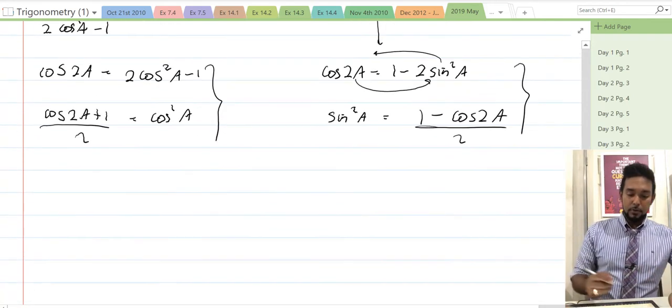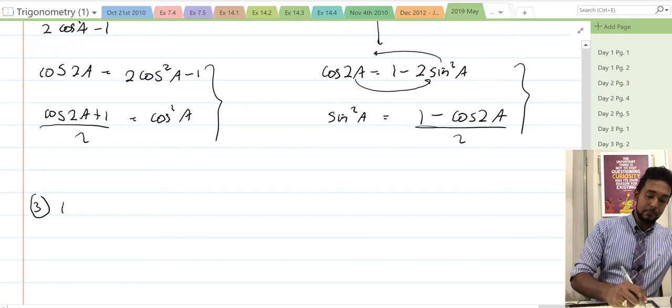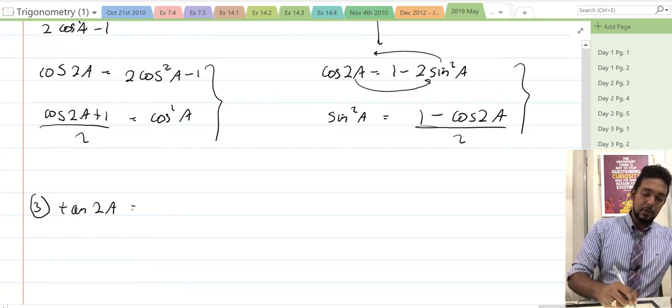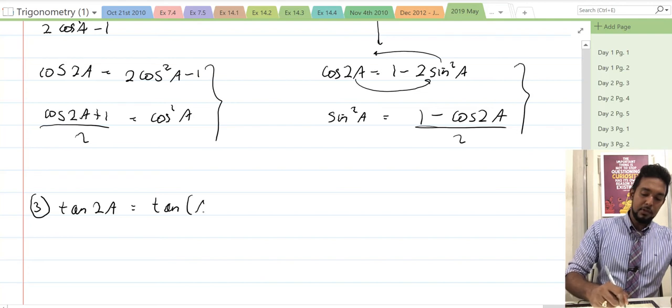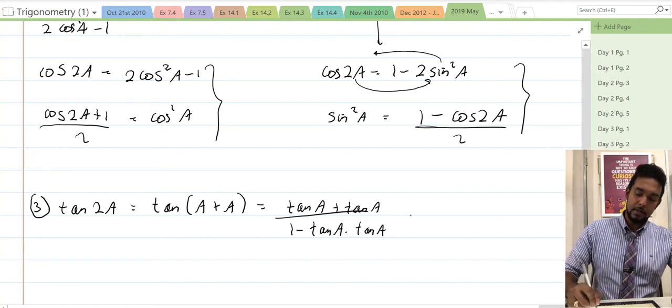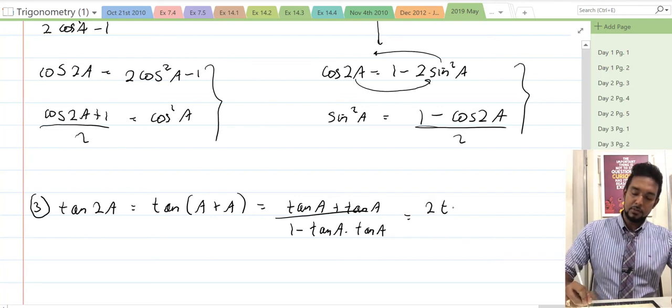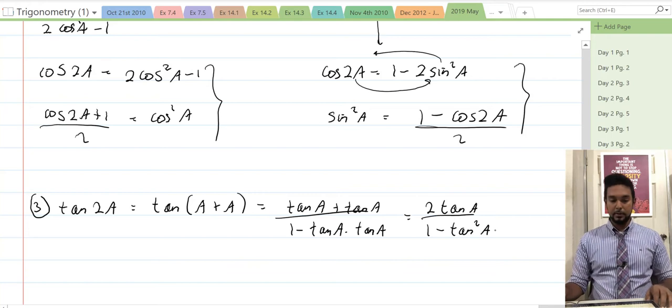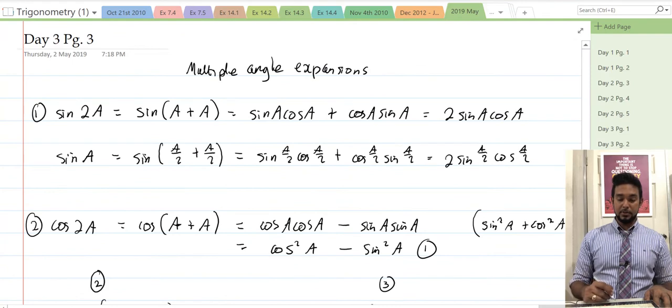Alright, okay, and we have one more before we jump into a couple of examples, which is the tan. So tan of 2A, once again, we could split 2A into A plus A and apply our compound angle formula, which is tan A plus itself, in this particular case tan A, over 1 minus tan A multiplied by tan A. So tan A plus tan A is 2 tan A, right? And tan A times tan A is equal to tan squared A. Alright. So what we have there are what we call the multiple angle expansions.